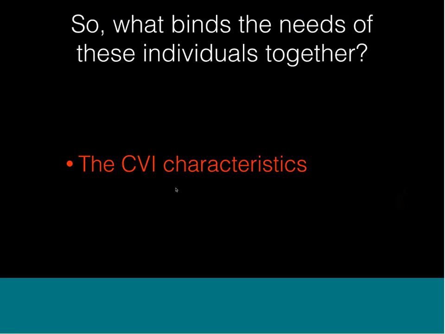All right, and what I want to say about those little video clips is that each one of those children has a different score on the CVI range. So you saw a child in phase one, a couple kids in phase two, and a child in phase three. And that's part of what makes all of this so challenging, that these children are so diverse.